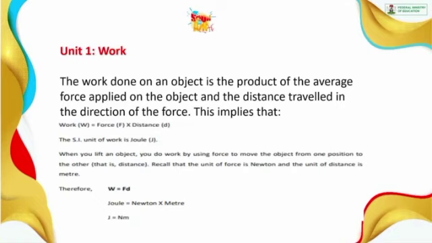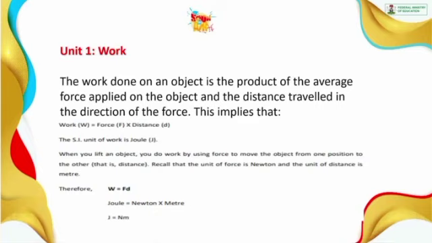Now, this implies that work, which is W, is equal to force times distance. Work is equal to what? Force times distance. Now, the SI unit of work is joule, which is symbolized by J. So you can say that joule is equal to force times distance.